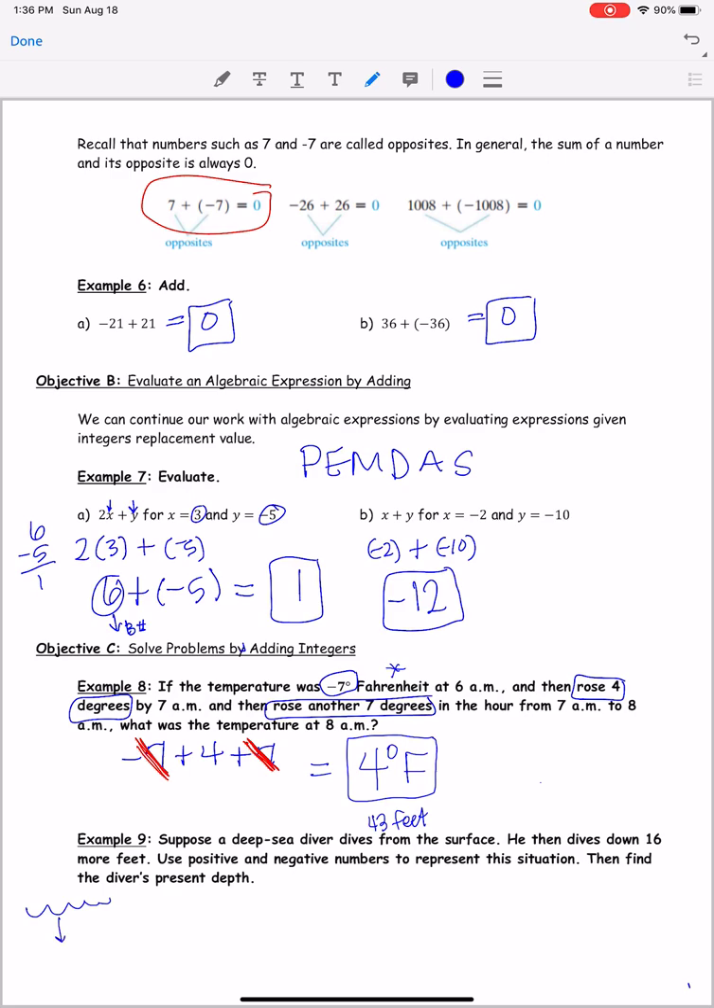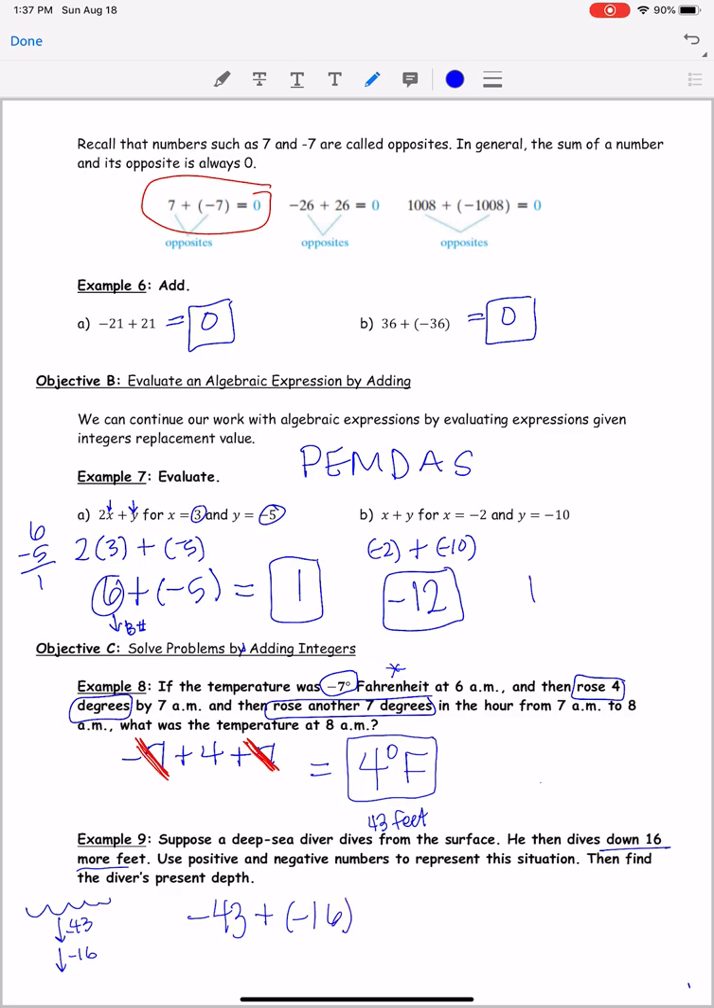Perfect. Okay. So if he dives 43 feet from the surface, that means here's my surface. He's going down 43 feet. Is that a positive 43 or is that a negative? That's definitely a negative since he's going down below that surface. So we're going to start with a -43. And then he dives down 16 more feet. It's negative because we're going further down, further in that negative direction. So we are going to add a -16.